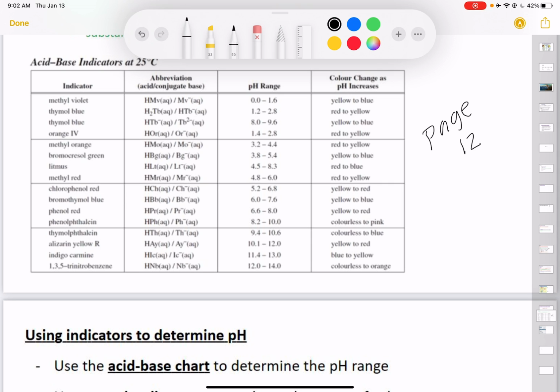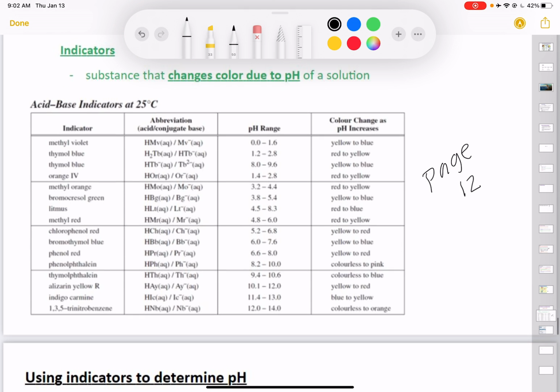So that's on page 12 of your data booklet. This is showing you, if we use a certain indicator and mix it in our substance, what color it changes. So if we had a substance between 0 and 1.6, we could put the methyl violet in it, and it would change depending on what the pH is. If it was 1.6 or higher, then the solution would turn blue, okay?